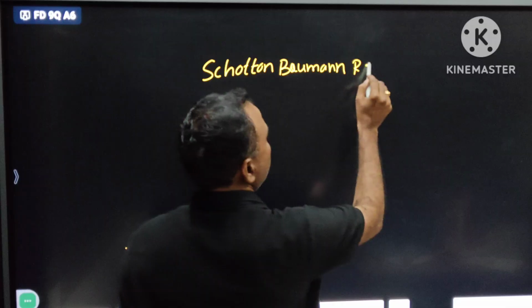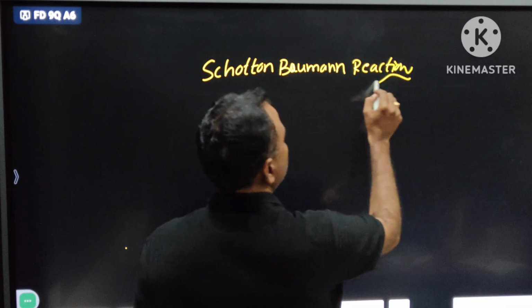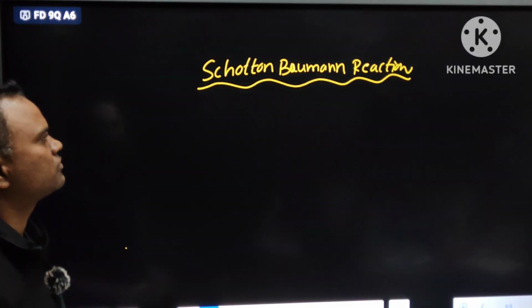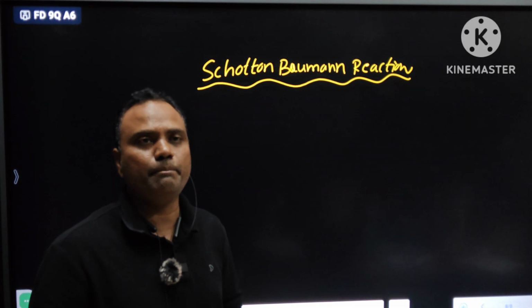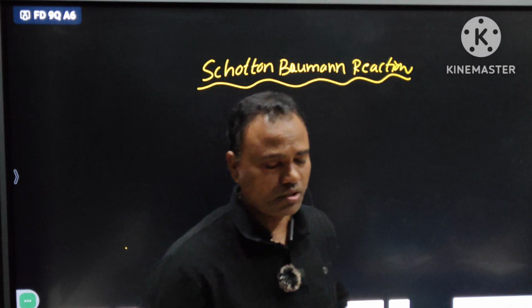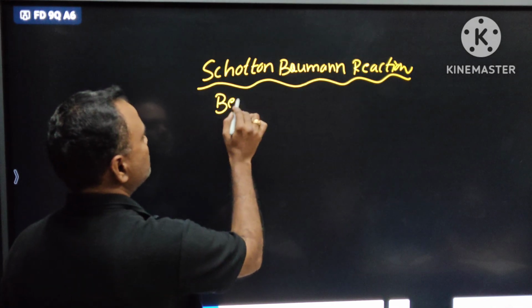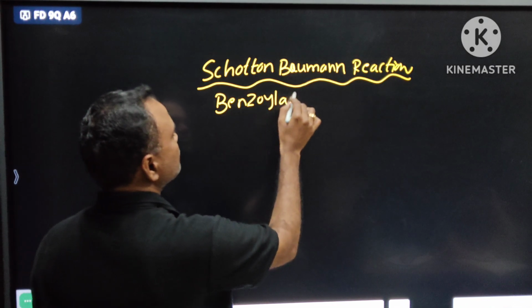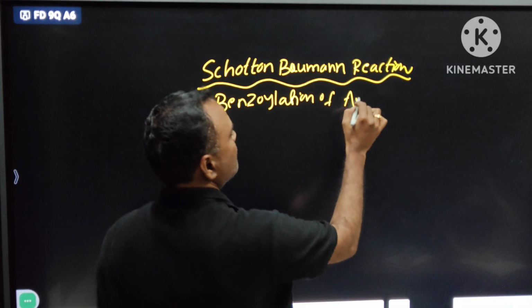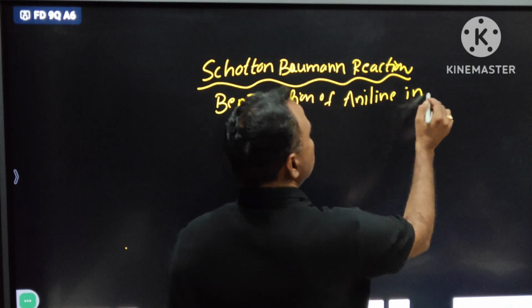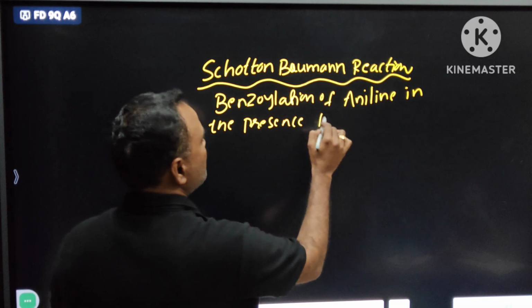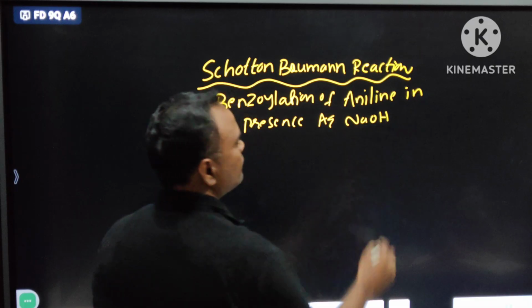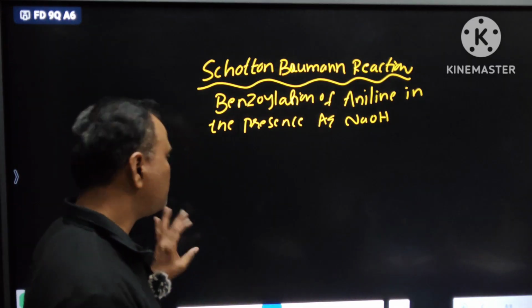Schotten-Baumann reaction. Acetylation was ours; next is benzoylation. Benzoylation of aniline in the presence of aqueous base, aqueous NaOH, is called the Schotten-Baumann reaction.